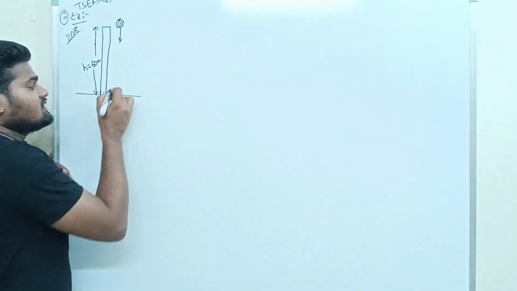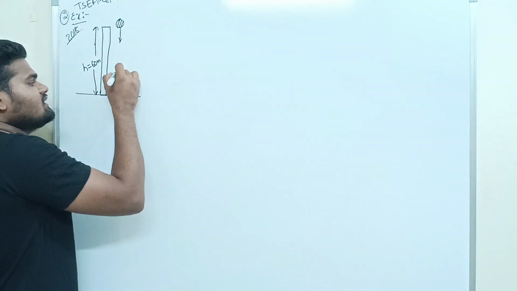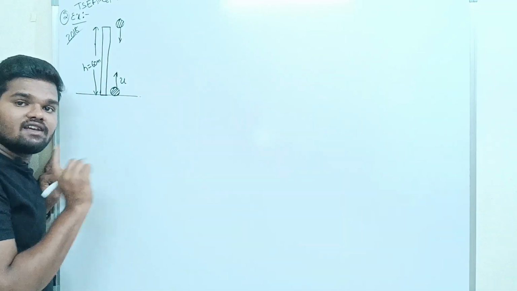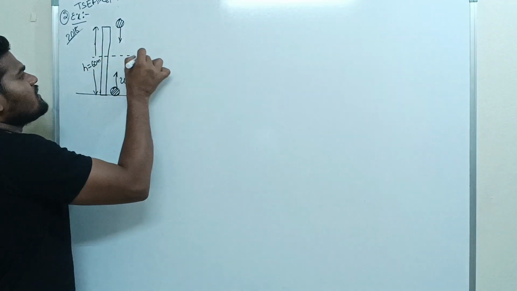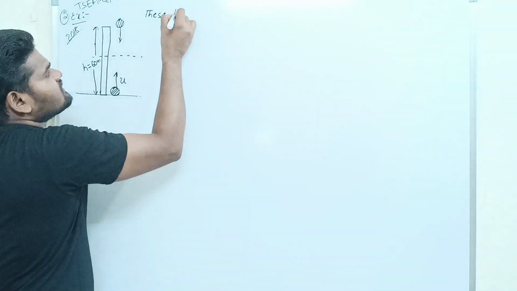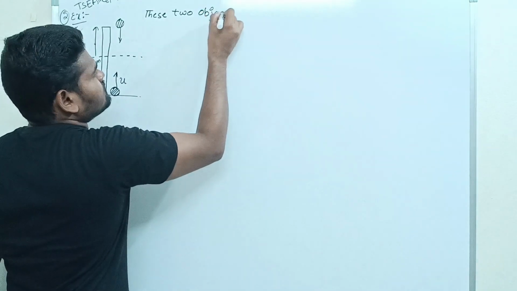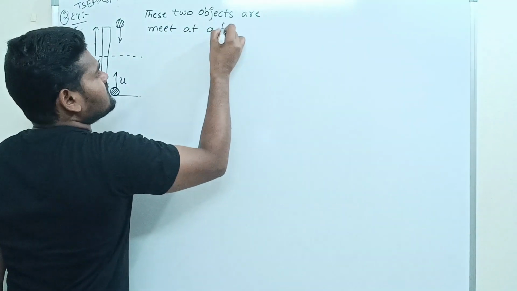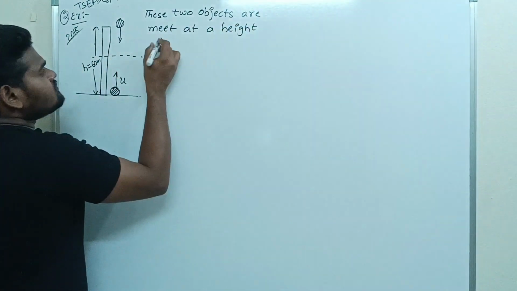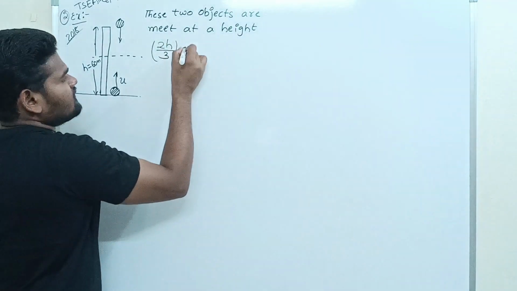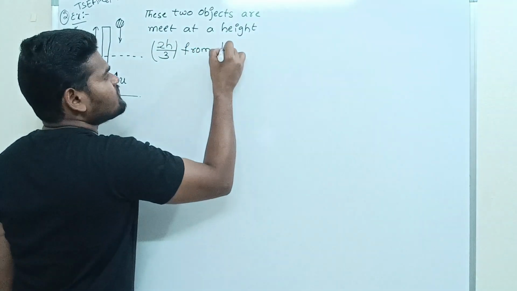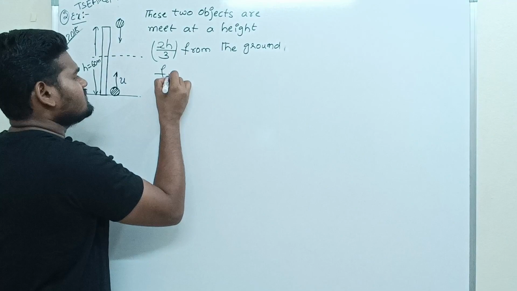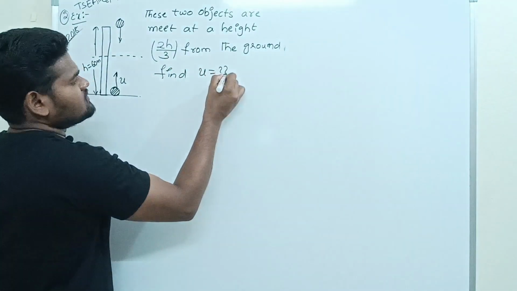At the same instant, one more object is projected in a vertically upward direction with the initial velocity u. Now, these two objects meet at a height of 2h by 3 from the ground. 2h by 3 height from the ground. Find out the initial velocity of the object.